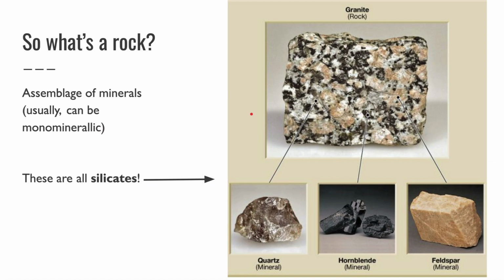Okay, so final thing, what is a rock? Today we're just giving a crash course in minerals, but a rock is just an assemblage of minerals. It's usually an assemblage, but it can be monomineralic. What I'm showing you over here is a granite. These form in intrusive igneous environments. You've probably seen a lot of them in countertops. But the granite itself is made up of an assemblage of minerals.